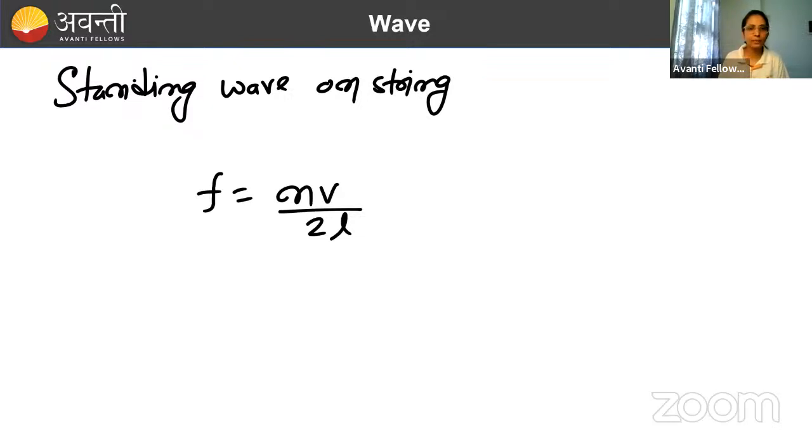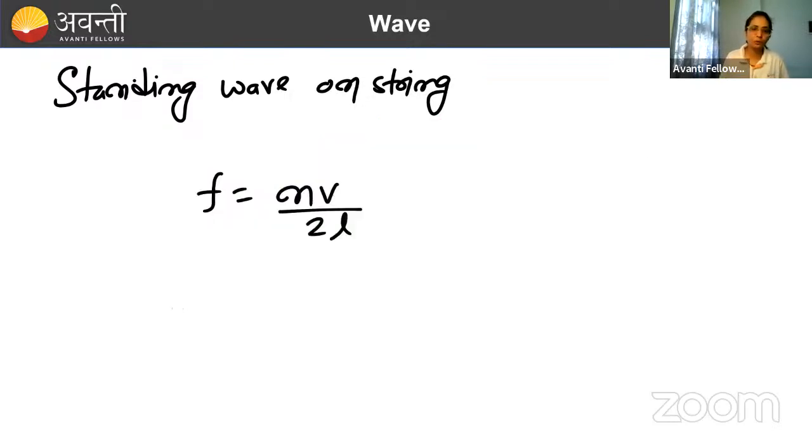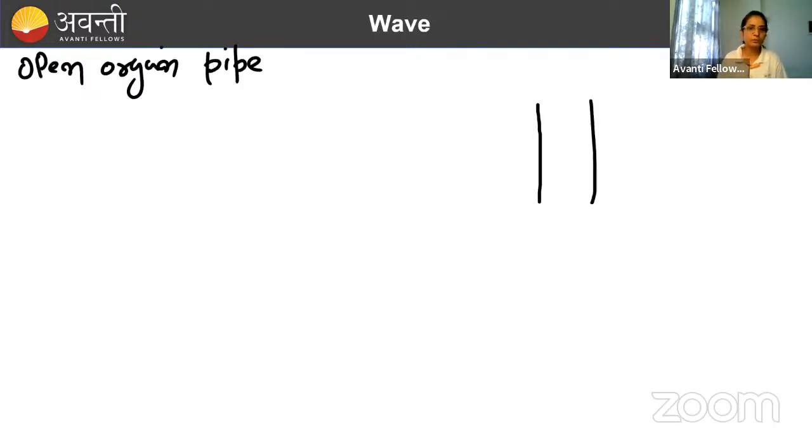Now, what general formula can we make for this? For the first harmonic we got frequency V by 2L, for the second we got V by L. The general formula will be nV by 2L, where n varies as 1, 2, 3, 4. So for the fundamental frequency, n equal to 1, V by 2L. For the second harmonic, n equal to 2, V by L. And for the third harmonic, similarly. First overtone means you put n equal to 2. So these are the things. Now this is the open organ pipe.